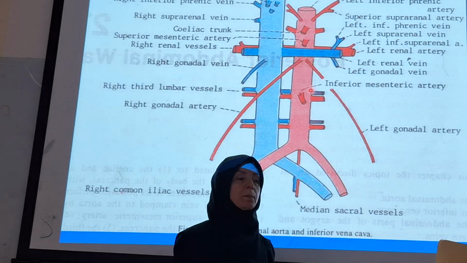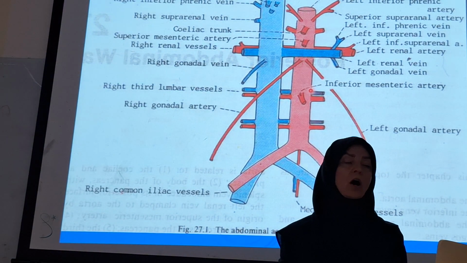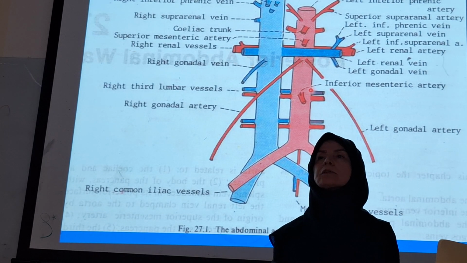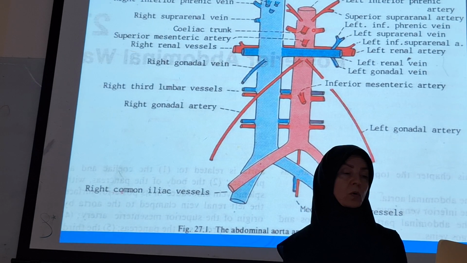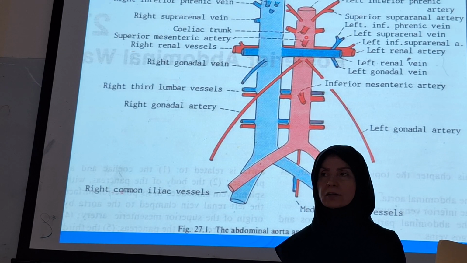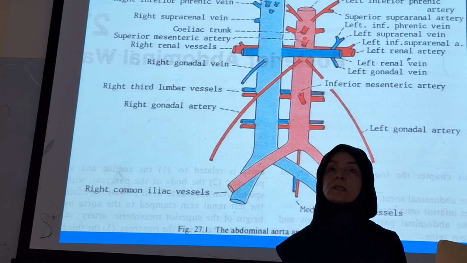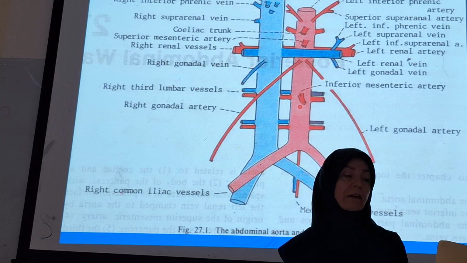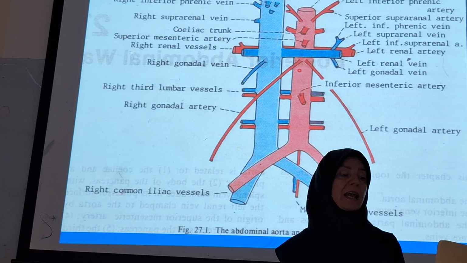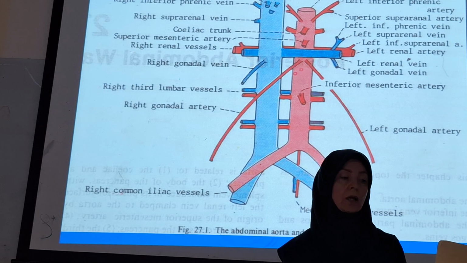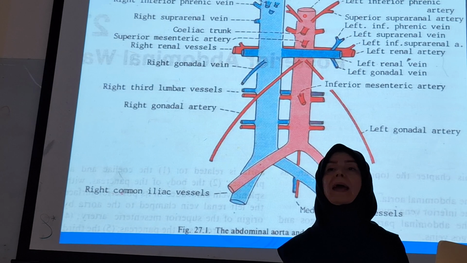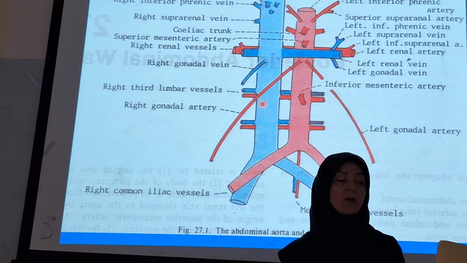If you look at the abdominal aorta, some of the branches are paired, some of them are single. Give me the name of the single branches. The first one, you know: the superior mesenteric. Celiac trunk. Inferior mesenteric. Give me the name of this artery. They are paired. The renal artery. Inferior phrenic artery. They are paired.